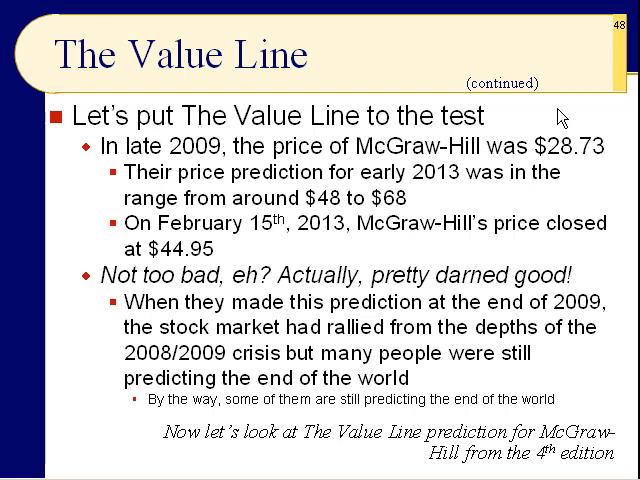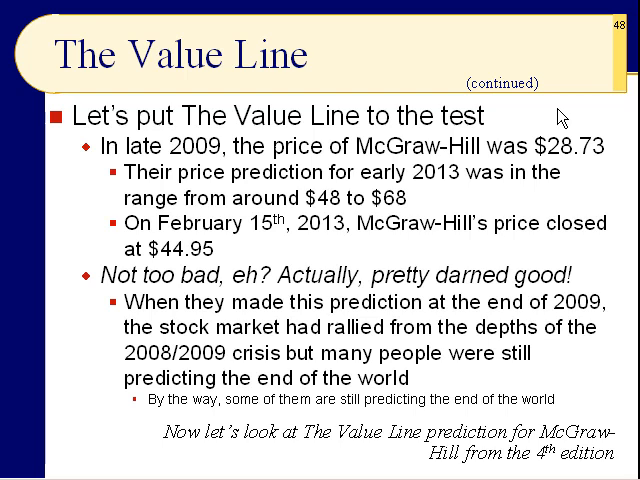When they made this prediction at the end of 2009, the stock market had rallied from the depths of the 2008-2009 crisis, the bottom at March 9th, 2009. Many people were still predicting the end of the world. And you know what? Some of them are still predicting the end of the world. Someday the world's going to end. We know that to be true. We don't know when. I mean, obviously, within 1.5 billion years, the place is going to be too hot. We got to leave by then, but that's a long way away.